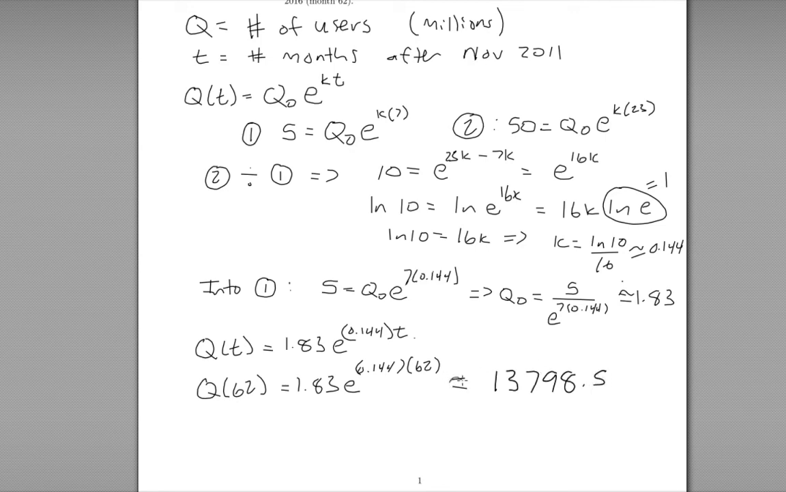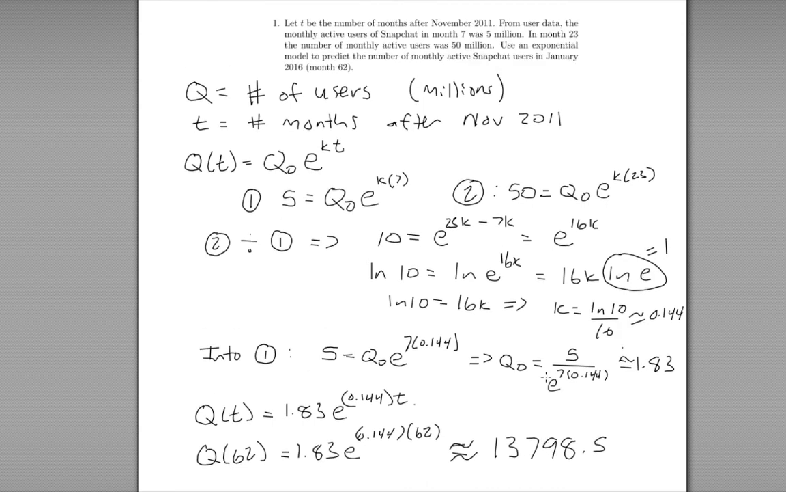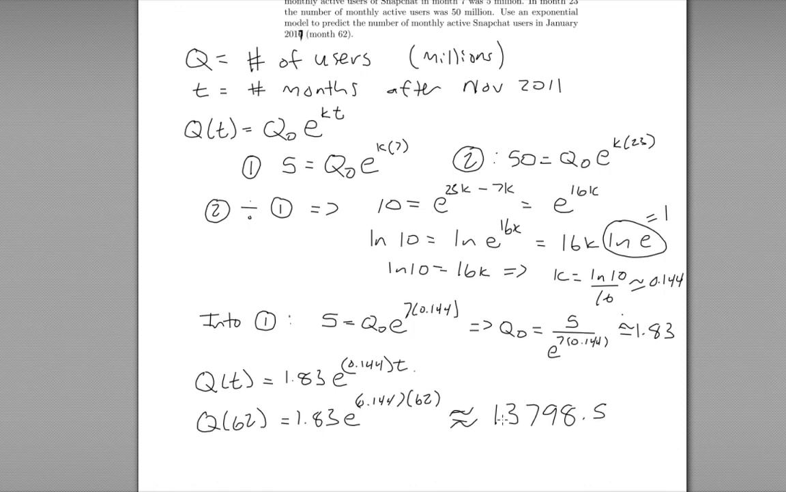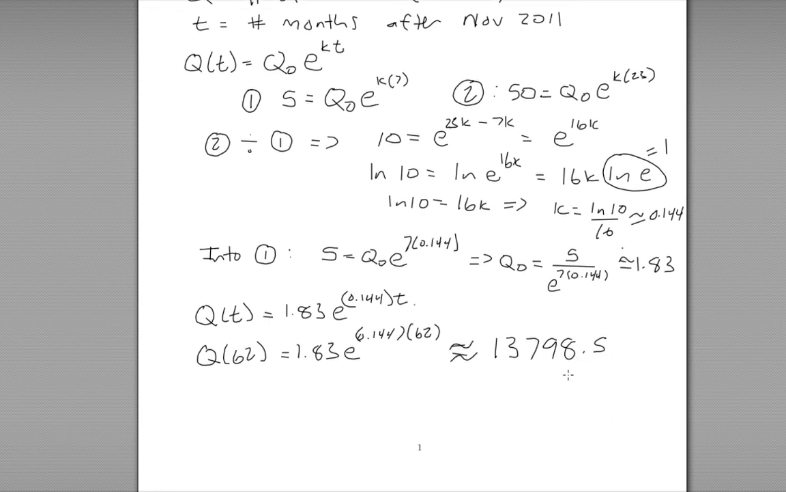Now we can ask ourselves whether or not this seems like a reasonable answer. Remember that the number of users here was 5 million, here it was 50 million. Q is actually in terms of millions. So this would say that the number of Snapchat users in month 62, or January 2017, I should change this to January 2017, is 13,798.5 million, which is 13.798 billion.